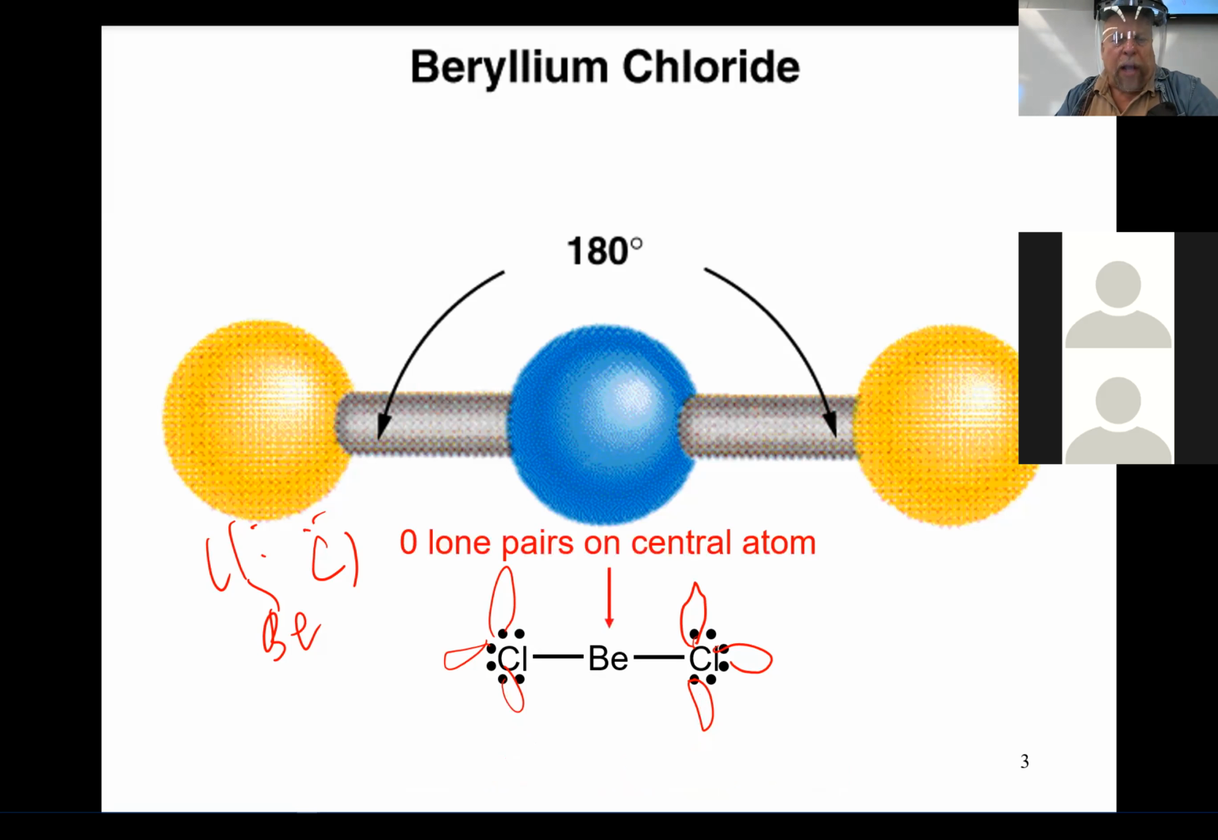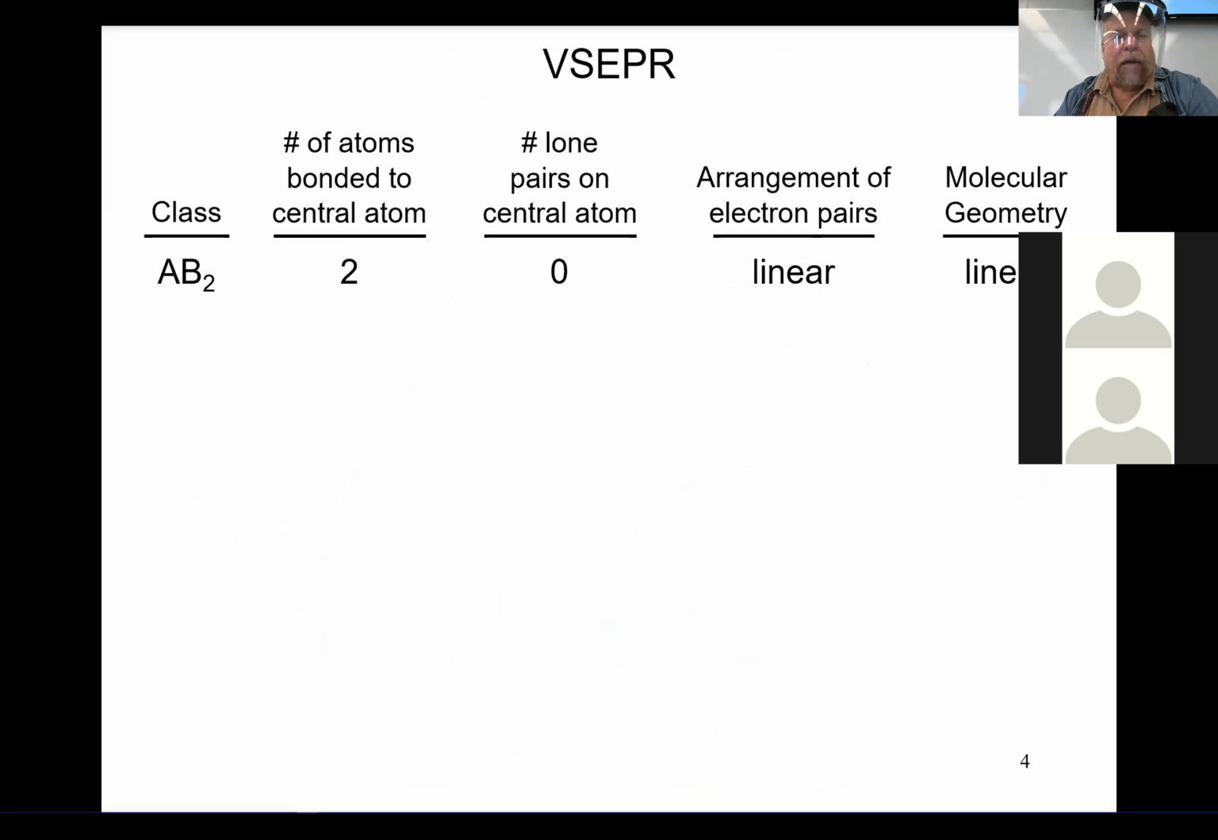Okay, so let's go to the next slide. There are no lone pairs on the central atom. And essentially you have a linear arrangement of the pairs. And so the next one would be AB3. What's a good example of that one? Move along the periodic table. Look at the example. What do you think is a good example of that one?